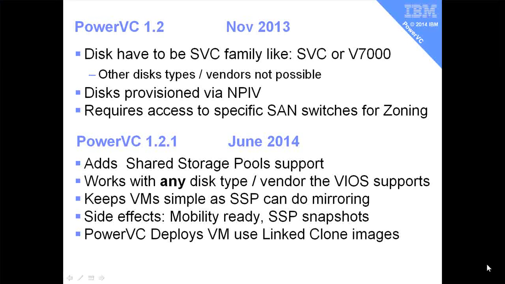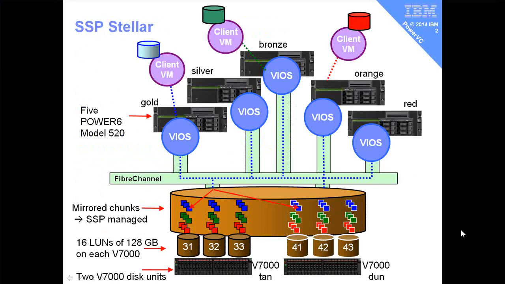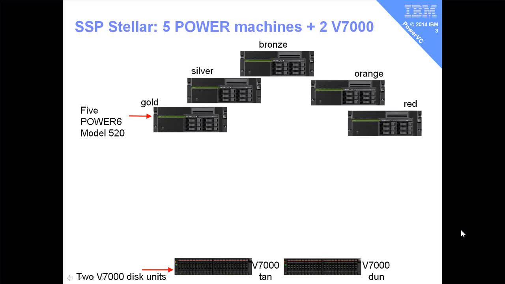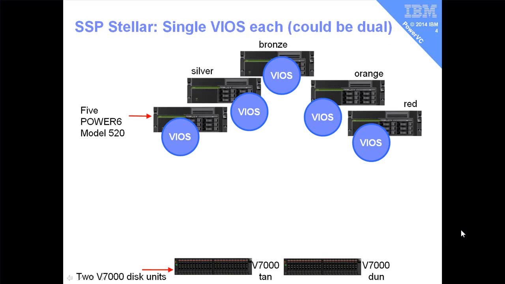So here's my diagram of a shared storage pool called Stella that we'll look at in a minute. Looks pretty complicated, but let's build that up from first principles. I have 5 machines and 2 V7000s. The machines happen to be Power 6 model 520s, a few CPUs, 16 GB RAM each, and on those I have a VIOS server. I like to have a pair of them, and they would work fine with a pair of VIOS servers. I just haven't got enough fiber channel adapters.